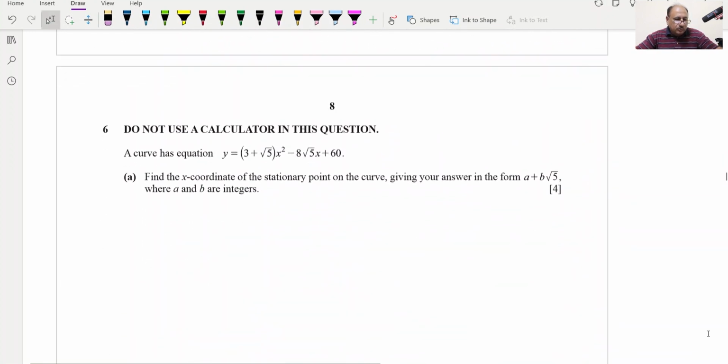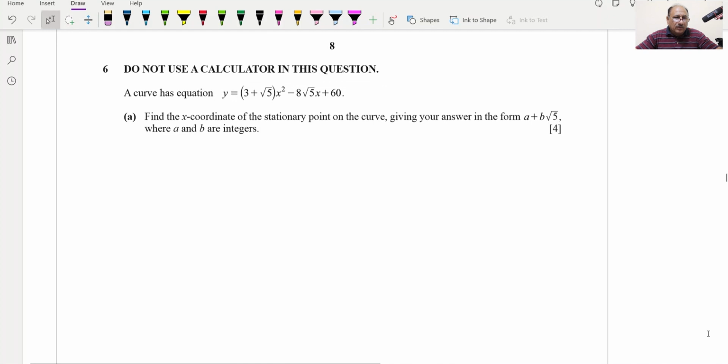And now this is question number 6. Keep in mind, this question is saying in bold letters, do not use a calculator in this question. So we are not allowed to use the calculator, which means we have to give the detail of the working. Every detail we have to provide. A curve has this equation, and find the x coordinate of the stationary point on the curve, giving your answer in the form a plus b square root of 5, where a and b are integers.